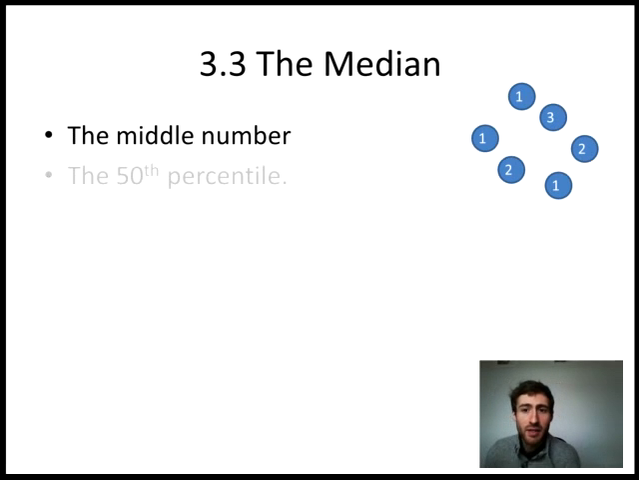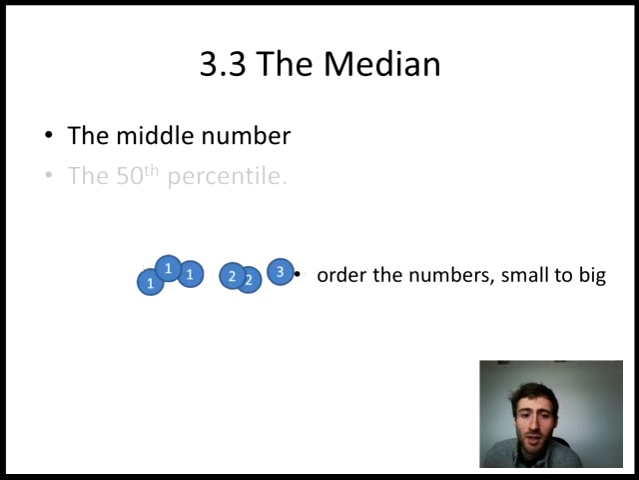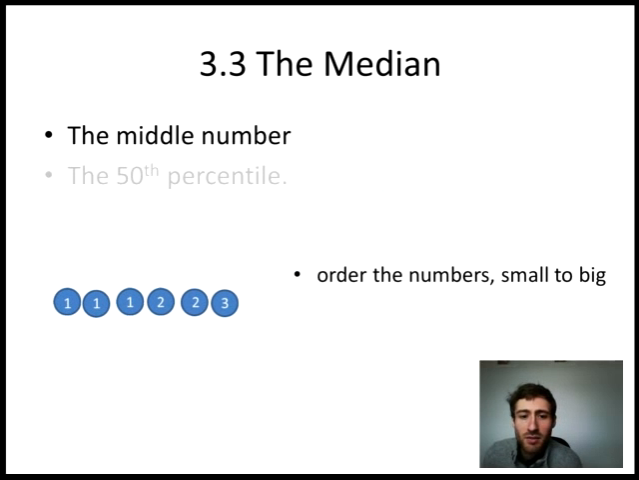Now let's talk about the median. Median is simply the middle number, and also can be thought of as the 50th percentile. We'll talk about each of those styles of thinking individually. So if you want to think about it as the middle number, you have to order the numbers first, small to big, and then you find the middle number. That is your median in this way of calculating the median.